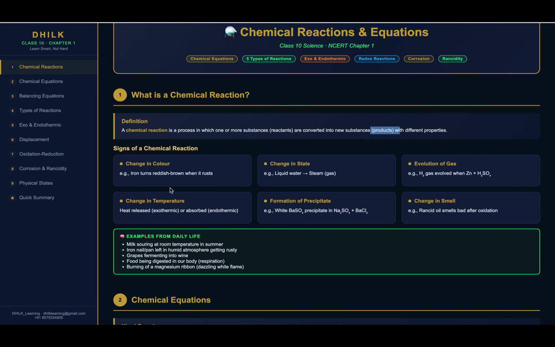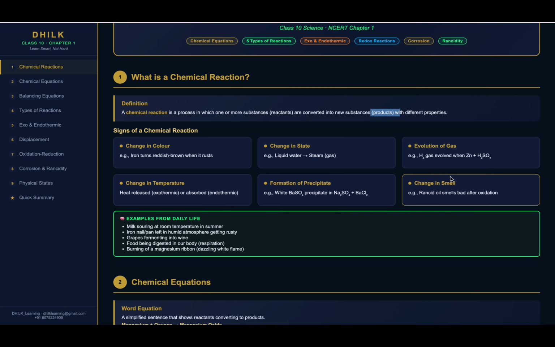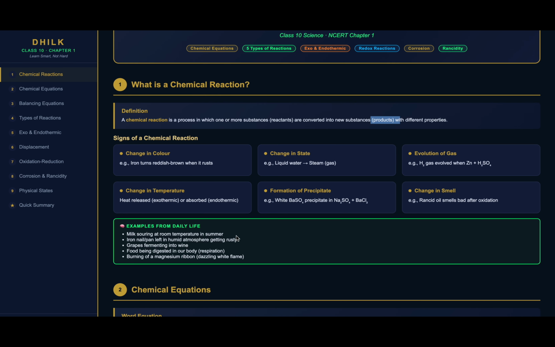And fifth is a change in smell. For example, when food gets spoiled or oil becomes rancid, it starts smelling bad. That change in smell is also a sign of chemical reaction. So these are the different examples for the signs of chemical reactions. Now let me give you some very simple everyday examples so you can remember this easily. Milk souring in summer. An iron nail turning rusty when left in a humid place. Grapes fermenting and turning into wine. Food being digested in your body during respiration. And a magnesium ribbon burning with a bright white flame. All of these are chemical reactions you can see or experience in real life.